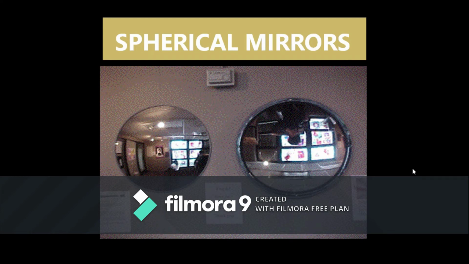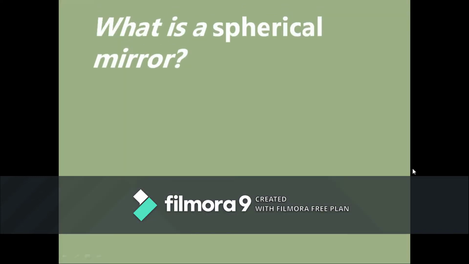My name is Samila Mohammed Harun, and today I'll be talking about spherical mirrors. So let's begin. So what is a spherical mirror? Spherical mirrors are mirrors whose surfaces form a part of a hollow sphere. The spheres can be made out of glass or any other polished metal surfaces.